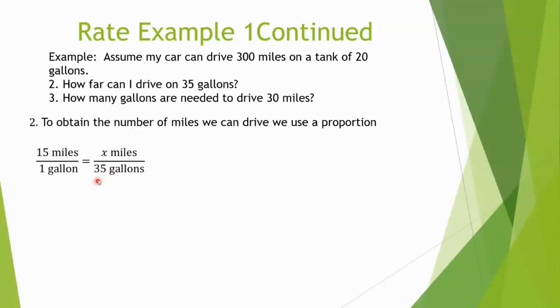Well, we're going to use a proportion. What's on the left here was on the previous slide. This was our rate. And it's just like the first example we did today. We're driving x miles. x is actually our unknown.